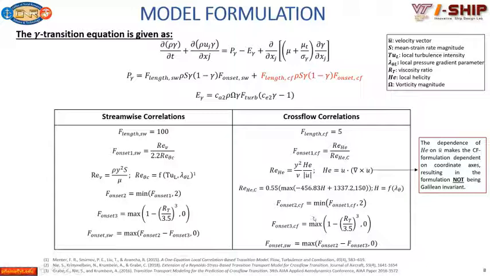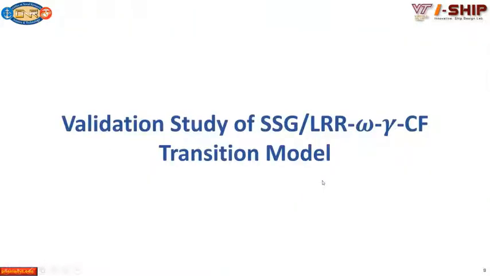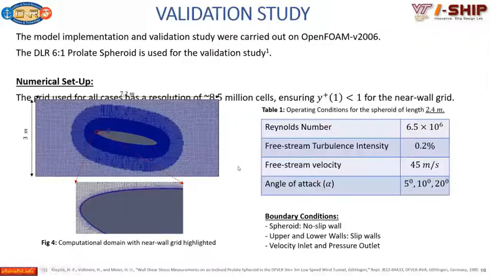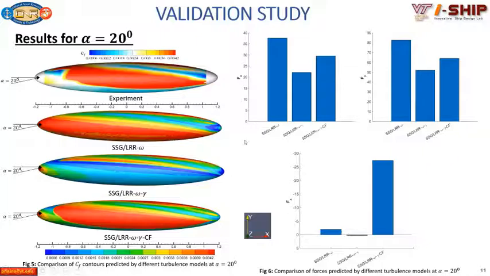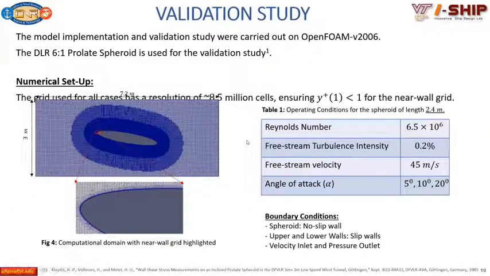And further details of this formulation can be discussed later if you like. Coming to the validation study of this formulation, the model was implemented on OpenFOAM, the 2006 version, and the DLR 6:1 prolate spheroid was chosen for the validation study.